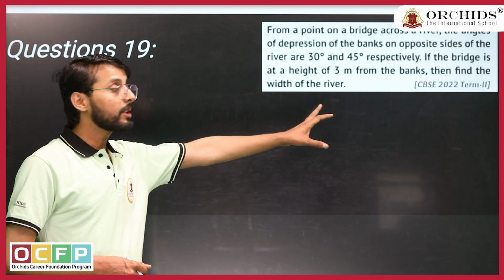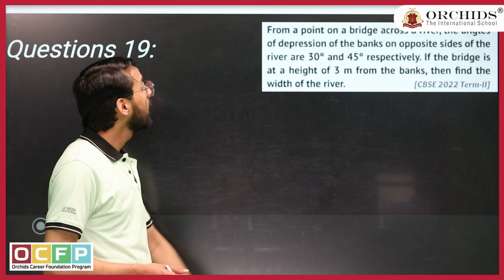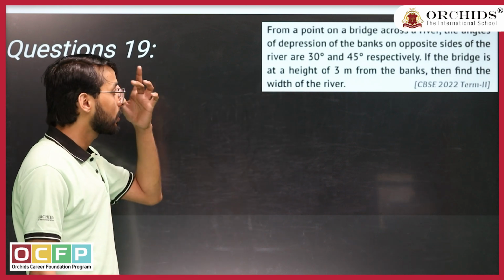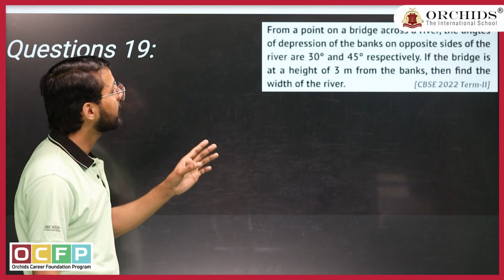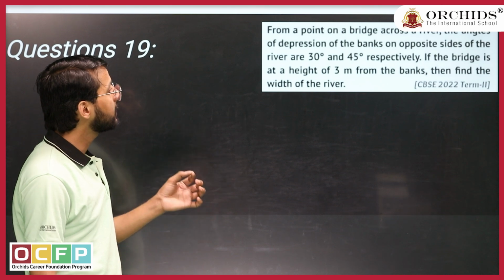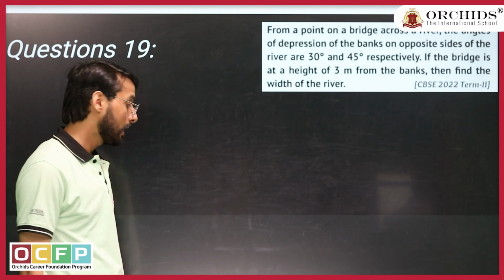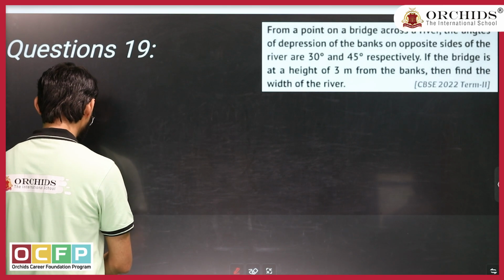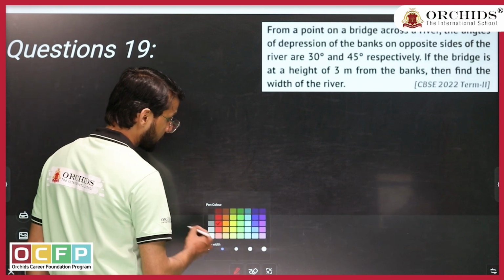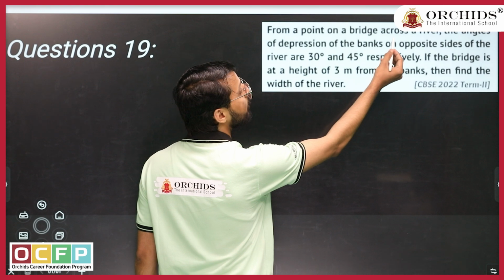Let's read this question, then I want to discuss something, but before jumping to that, we will solve this. From a point on the bridge across a river, the angles of depression of the banks on opposite sides of the river are 30 and 45. If the bridge is at a height of 3 meters from the bank, then find the width of the river. This question is similar to the one we solved just the last second question, if you can remember.